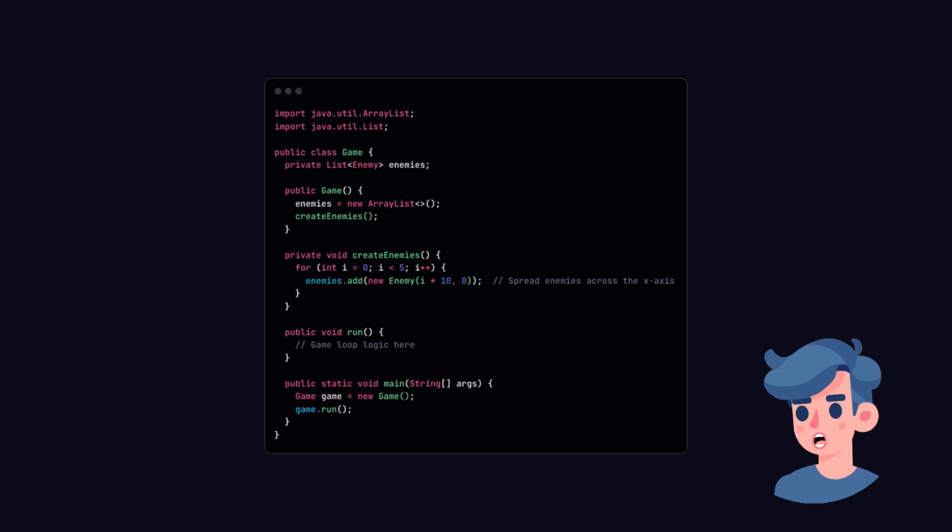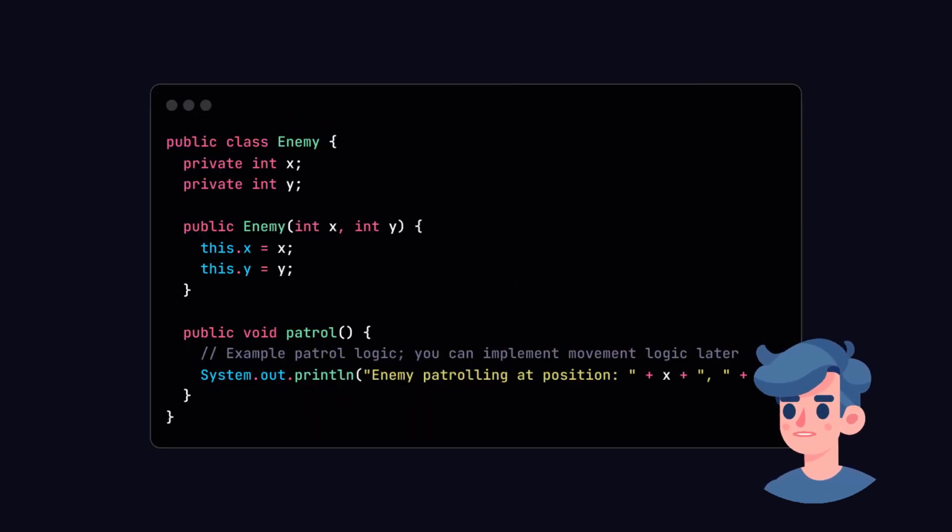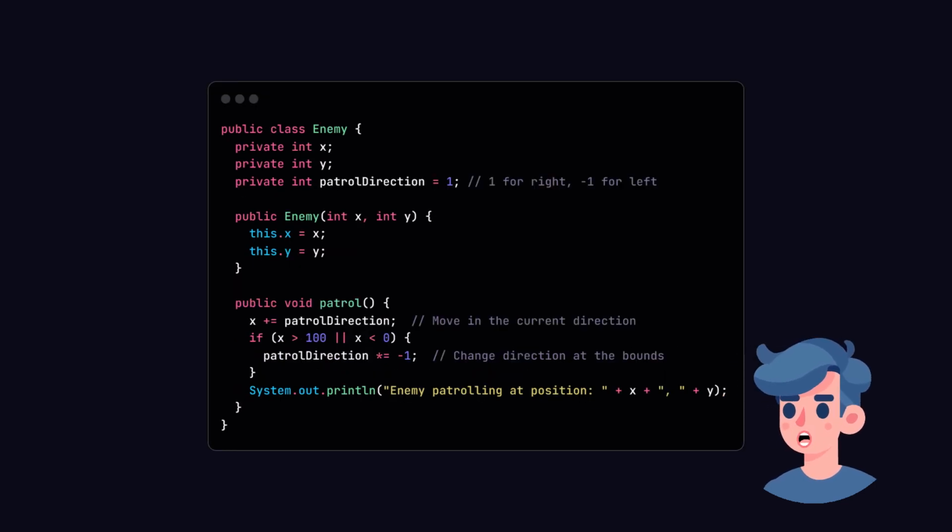Next, we're going to create a simple environment where our enemies can patrol. In this updated Game class, we've added a list to hold our enemy objects. The createEnemies method initializes 5 enemies and places them evenly along the x-axis. Let's now define our Enemy class. With this simple Enemy class, we now have coordinates for each enemy character. The patrol method is a placeholder. We will enhance this later.